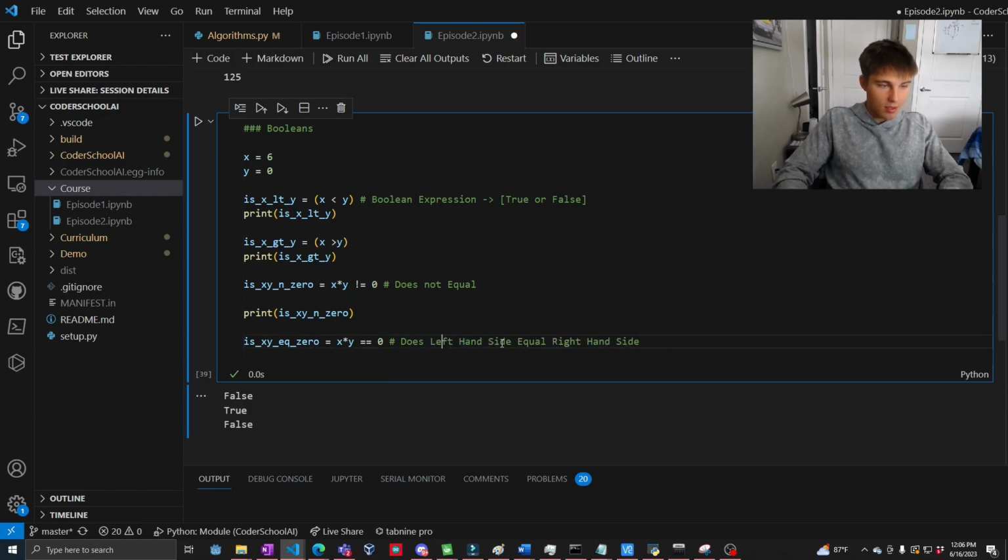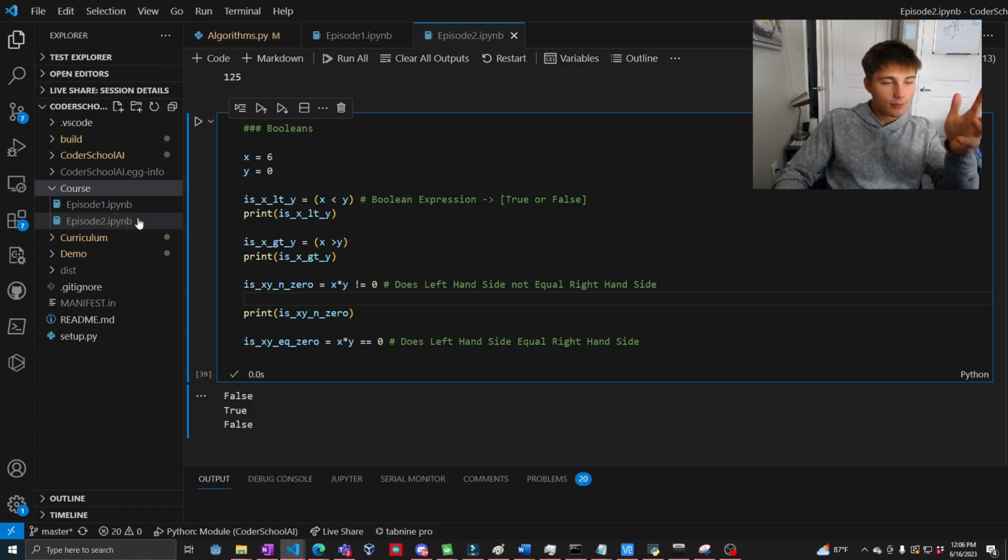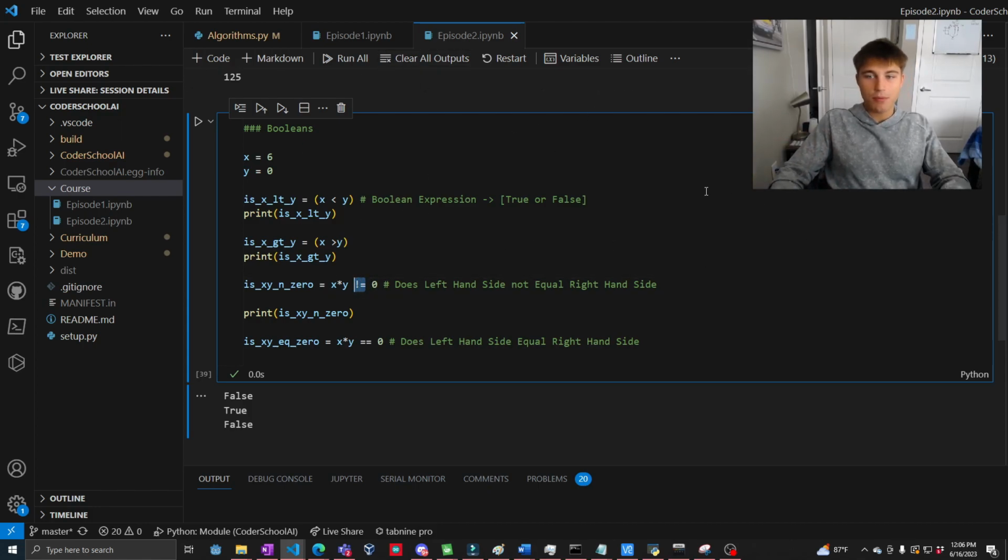Does, hold on, let me get rid of this. And does left-hand side not equal right-hand side? Okay, well, I like to think of all expressions that use math or Booleans, right? This is kind of like a Boolean operator. We'll talk a little bit more about operators. You could just think of an operator like plus, minus, divides, exponents, right? These are all things that are modifying what we're dealing with.